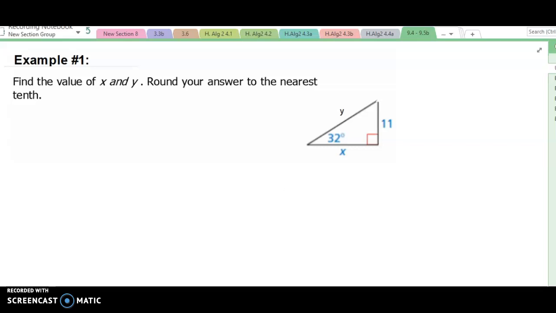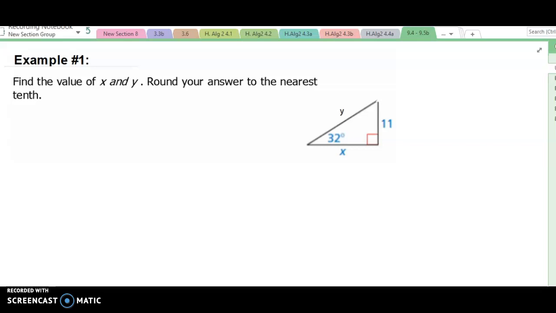Alright guys, so this is the video for 9495B, and today we're going to use sine, cosine, and tangent to solve for side lengths. So we're kind of taking what we did yesterday and applying it today to help us find missing sides. It's a pretty cool process.